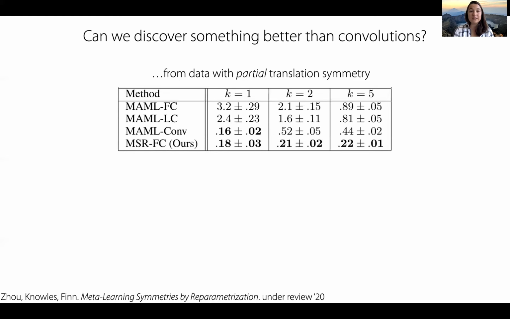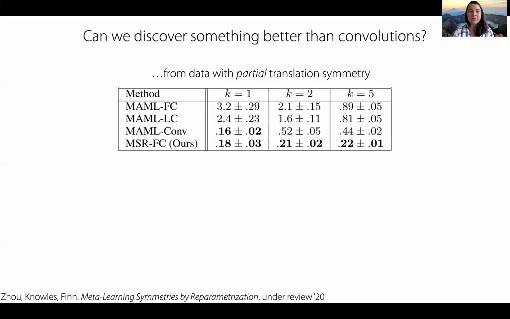MSR, starting with the fully connected layer, is able to effectively discover this partial translation symmetry in all of these 3 cases. And MAML with convolutions is able to do well in the k=1 case, as shown before, but as you increase the rank of this locally connected function, it isn't able to perform well because it's making too restrictive of an assumption on the filter weights. And we also find that MAML with locally connected layers and fully connected layers isn't able to perform well because it isn't able to recover this equivariant structure and keep it fixed within the inner loop.